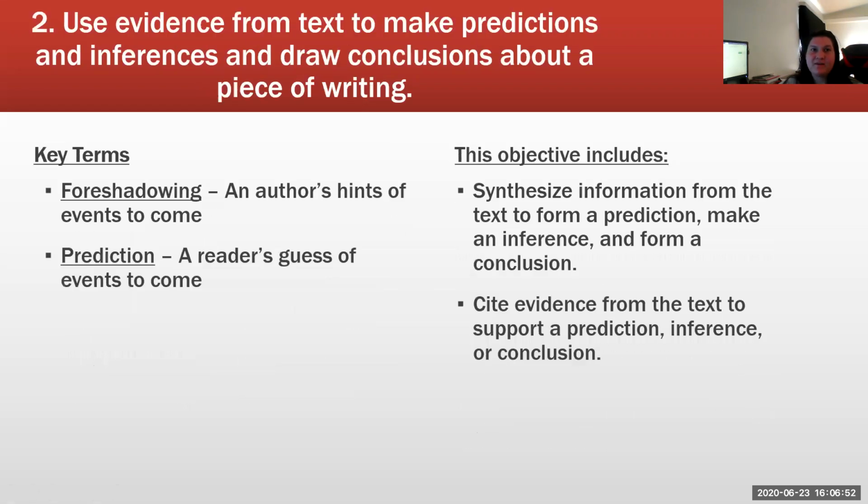Okay. Use evidence from text to make predictions and inferences and draw conclusions about a piece of writing. So foreshadowing is an author's hints of events to come, and a prediction is a reader's guess of events to come. So we're going to synthesize the information from the text to form a prediction, make an inference, and form a conclusion. Cite evidence from the text to support a prediction, inference, or conclusion.